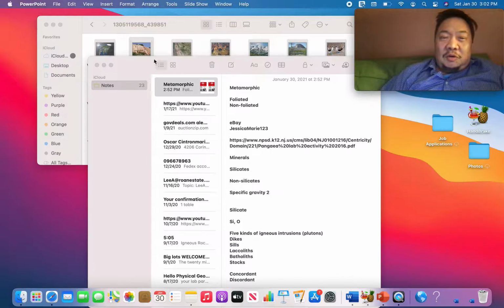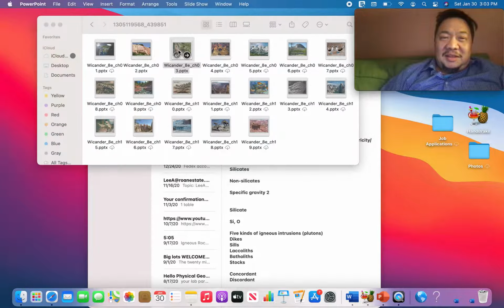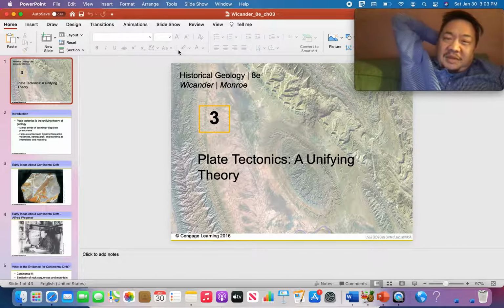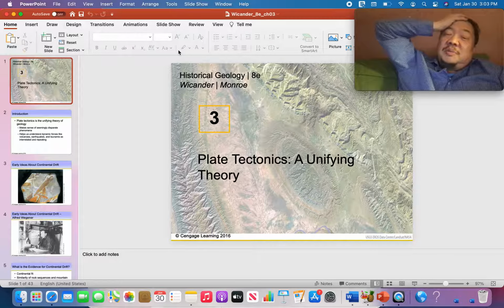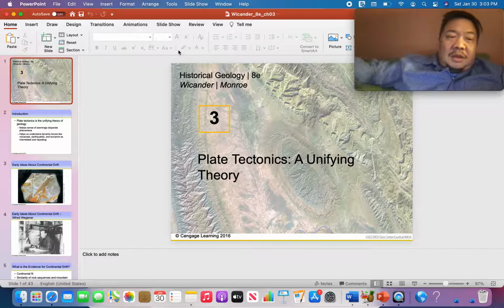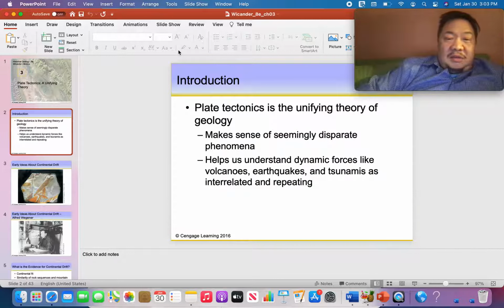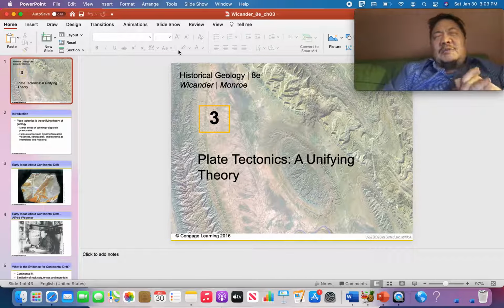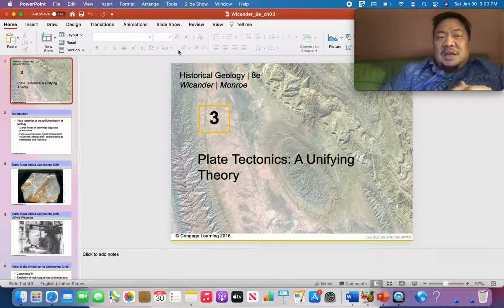Anyway, let's go over to the third chapter, plate tectonics. This is chapter number 3. This is going to be on the test. This chapter is very important, ladies and gentlemen. Really study this chapter, because plate tectonic theory is the most important theory ever introduced into the field of geology.